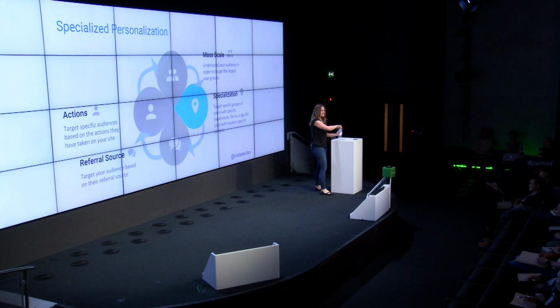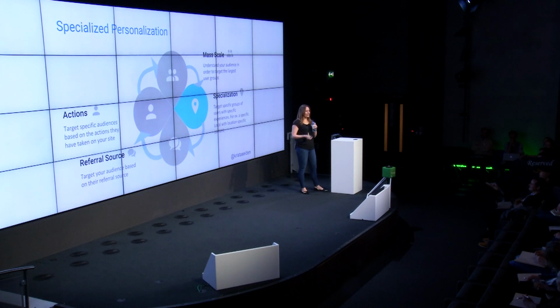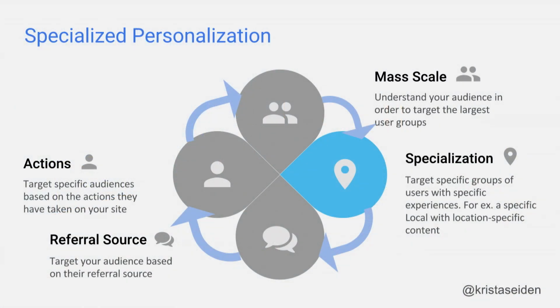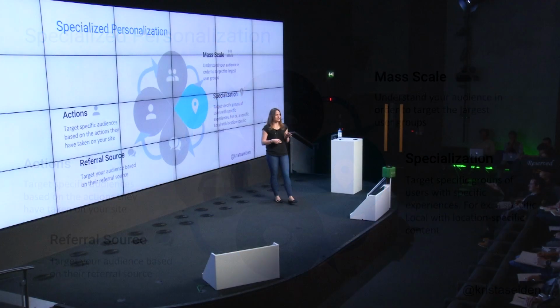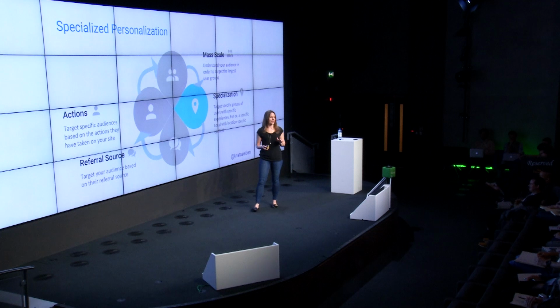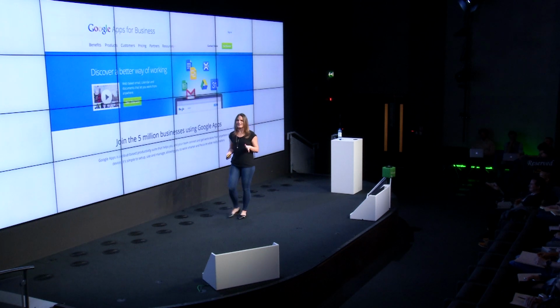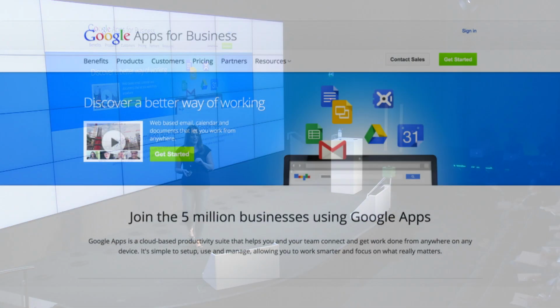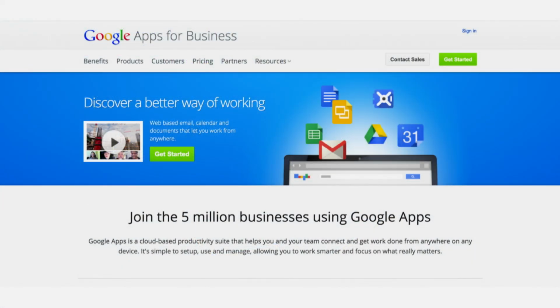So that brings us to the next step of our personalization maturity framework, which is specialization. This is targeting specific groups of users with specific experiences. For example, a specific locale with location-specific content. So back to this lovely website. We still have this awful headline at that point. This was our US English website.